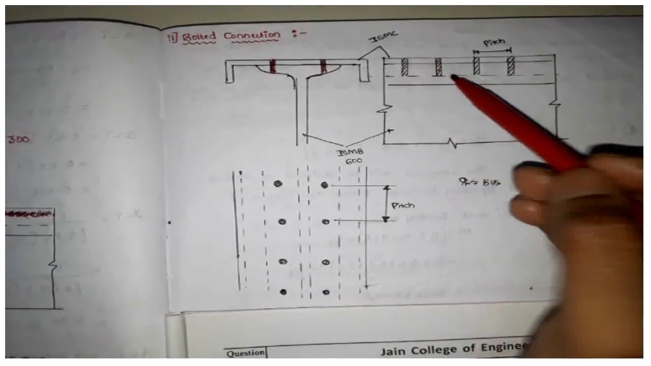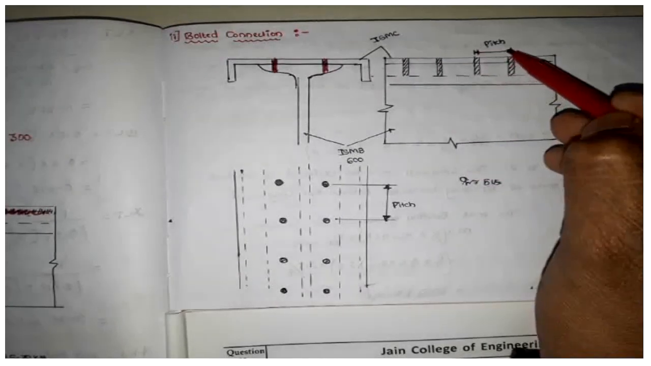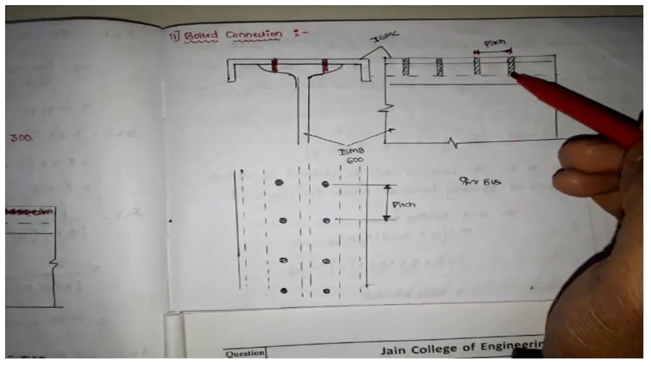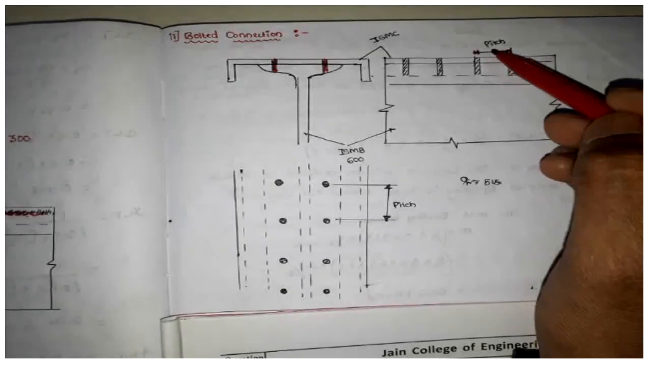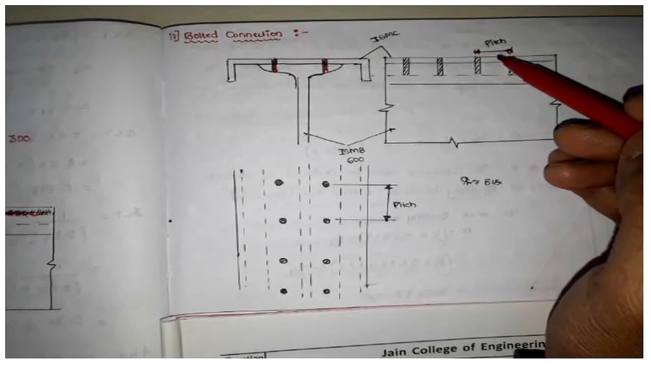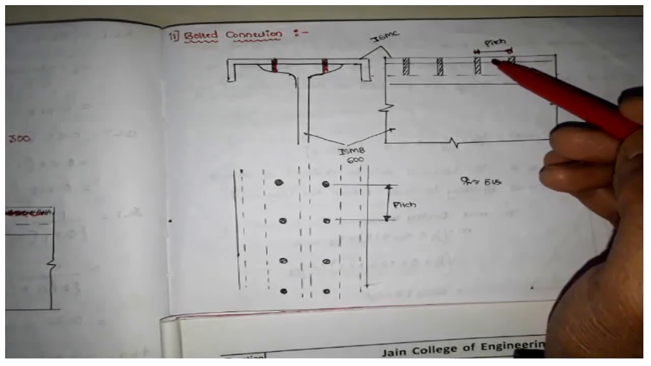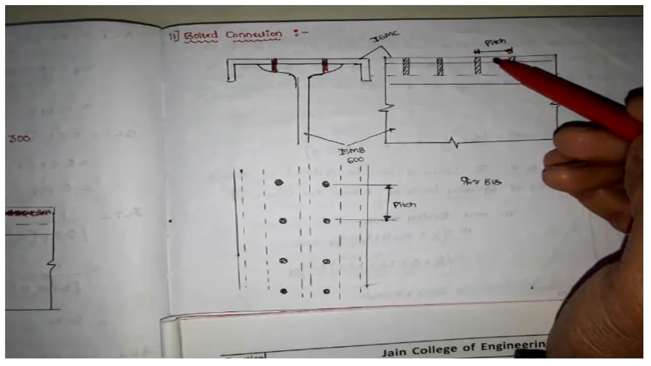Now our aim is to find out the pitch distance between the bolts by assuming the bolt diameter. For that particular diameter, what should be the pitch distance we need to provide, meaning what should be the center to center distance between the bolts for the particular diameter of the bolt.